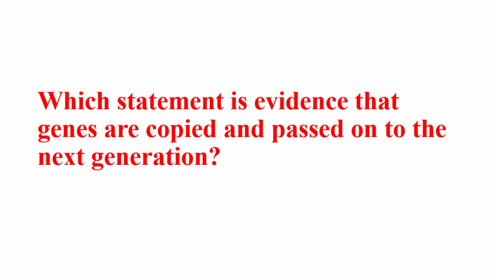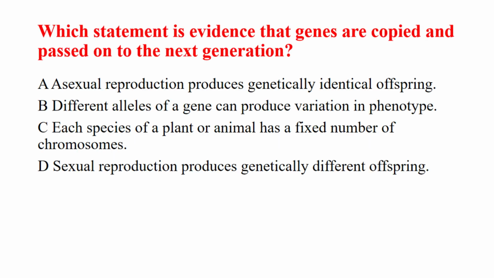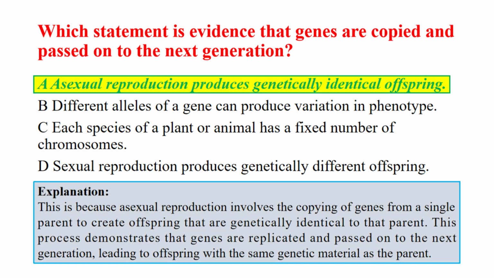Now coming towards the last question that states, which statement is evidence that genes are copied and passed on to the next generation? A. Asexual reproduction produces genetically identical offspring. B. Different alleles of a gene can produce variation in phenotype. C. Each species of a plant or animal has a fixed number of chromosomes. D. Sexual reproduction produces genetically different offspring. The right choice is A. Asexual reproduction produces genetically identical offspring.